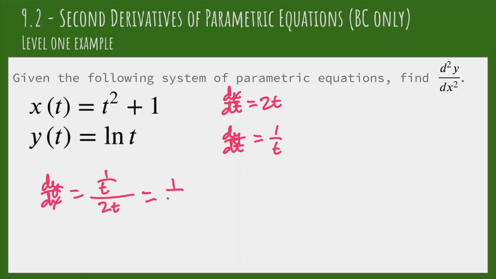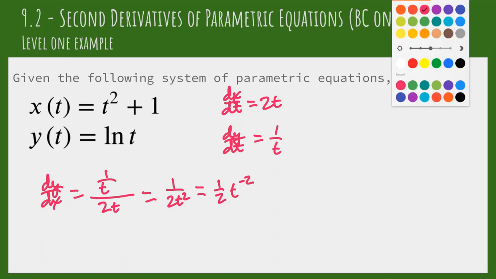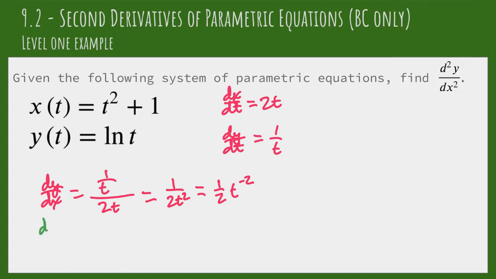And so we're going to get 1 over 2t squared, which for taking the derivative, I'm going to rewrite as 1/2 t to the negative 2. So then second derivative, we take the derivative of the first derivative. Using the power rule there, we're going to have negative 1 t to the negative 3. And then we have to divide by dx dt. And again, dividing is the same thing as just multiplying the denominator. So times 2t, and our second derivative then is going to be negative 1 over 2t to the 4th.